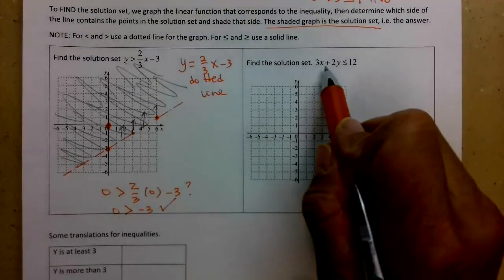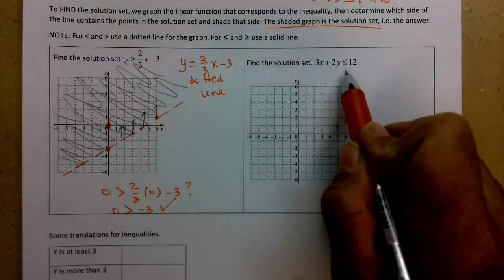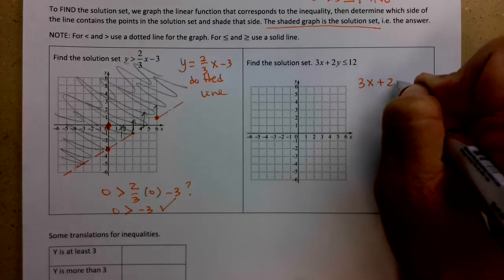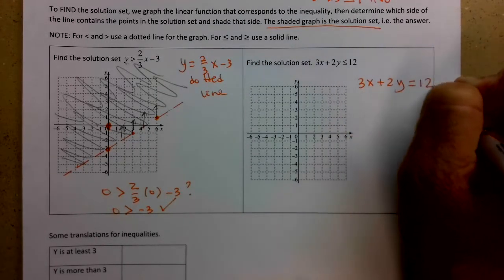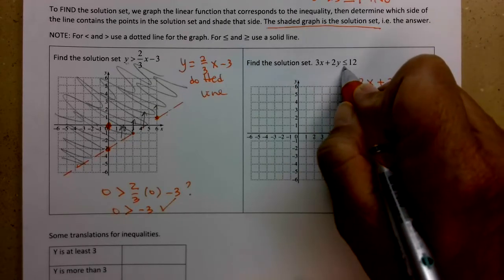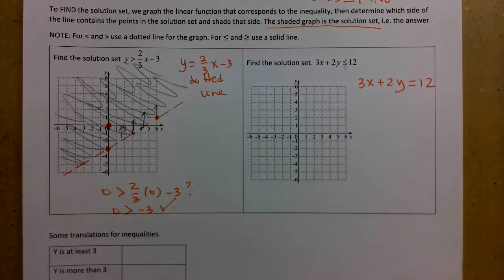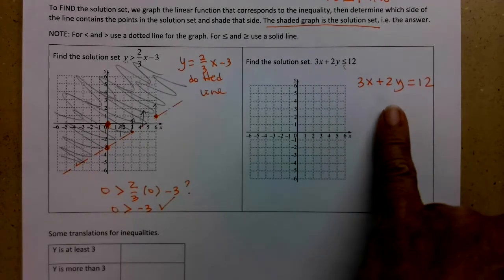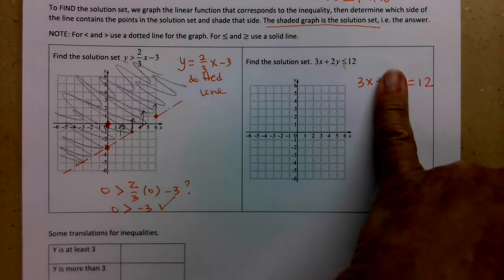So find the solution set. So 3x plus 2y less than or equal to 12. So again, we're going to graph the corresponding line, and we'll do a solid line because it has the or equal to. So I'm going to do the intercept method. So let's see. So cover up. So for the x-intercept, y is 0. So that term's gone. So my x is 4.